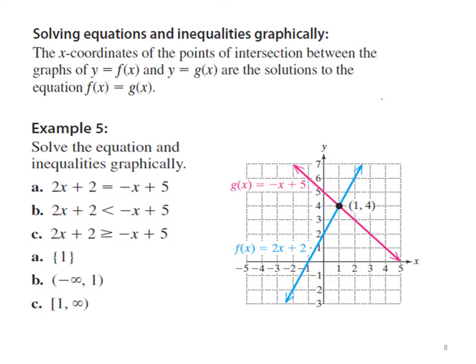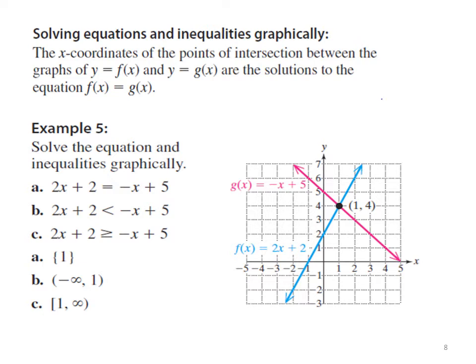What about this, now part B? The inequality 2x plus 2 is less than minus x plus 5. We know how to solve this algebraically. You do the same thing, add x to both sides and subtract 2.